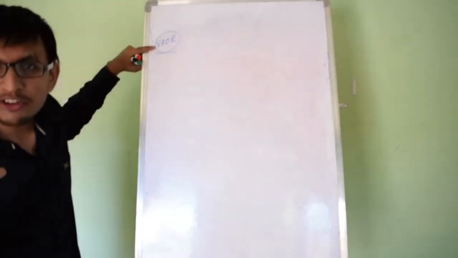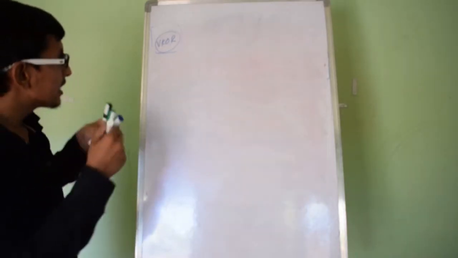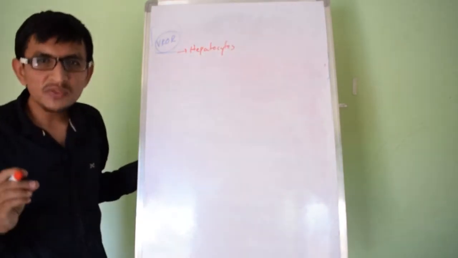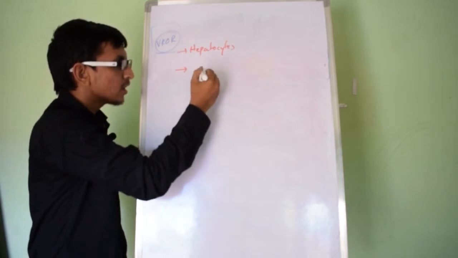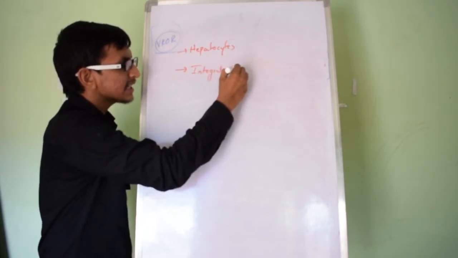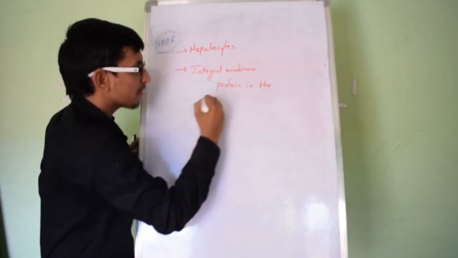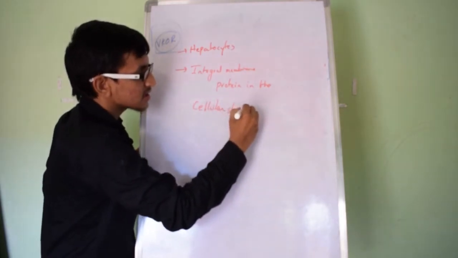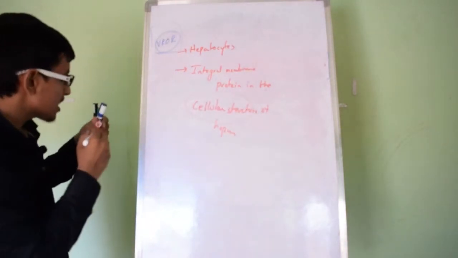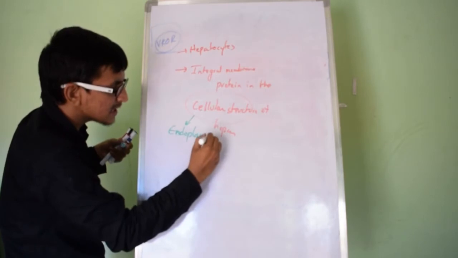This vitamin K epoxide reductase enzyme, or protein, is present in hepatocytes. Specifically, it is present as an integral membrane protein in the cellular structure of hepatocytes. Another question is, what is this cellular structure? This cellular structure is called the endoplasmic reticulum.